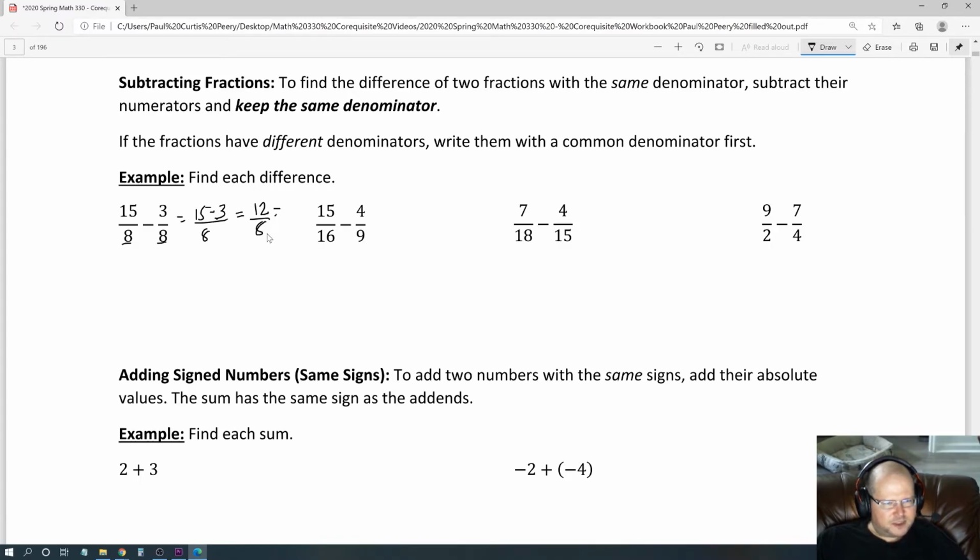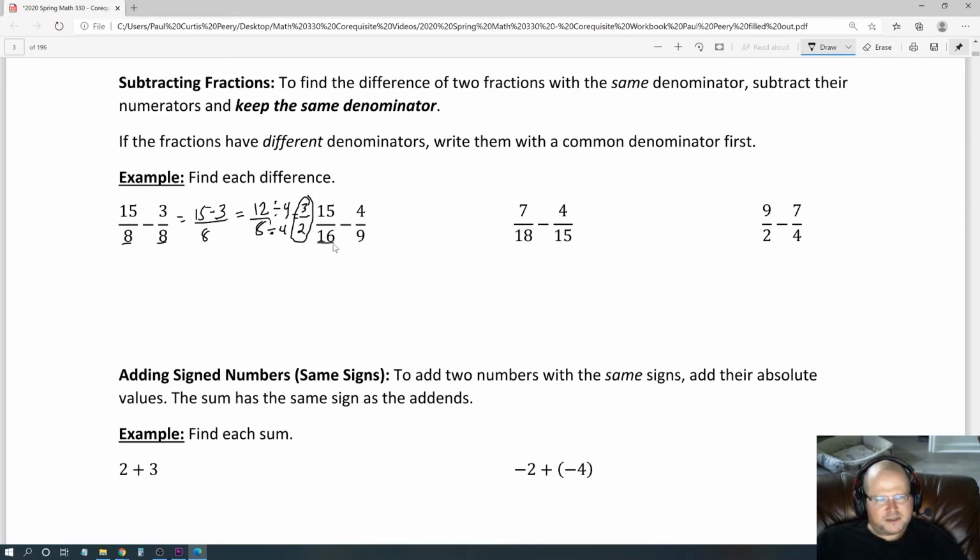In this case, we can reduce these because we can divide both 8 and 12 by 4. And that would give me 3 over 2. So we have 3 over 2. Boom. Okay, the next one, we have 16 and 9.